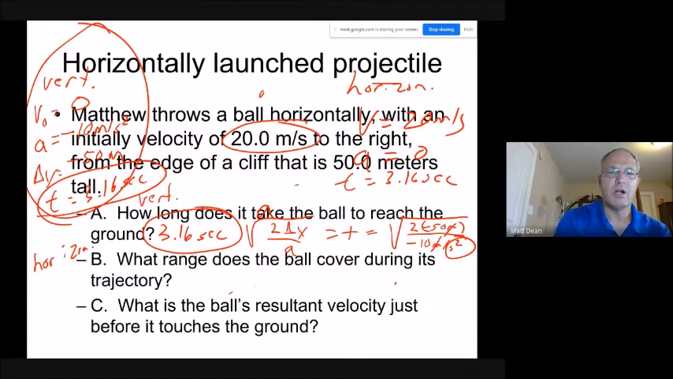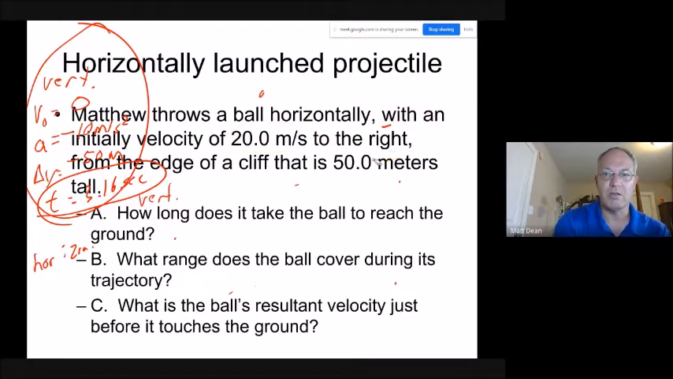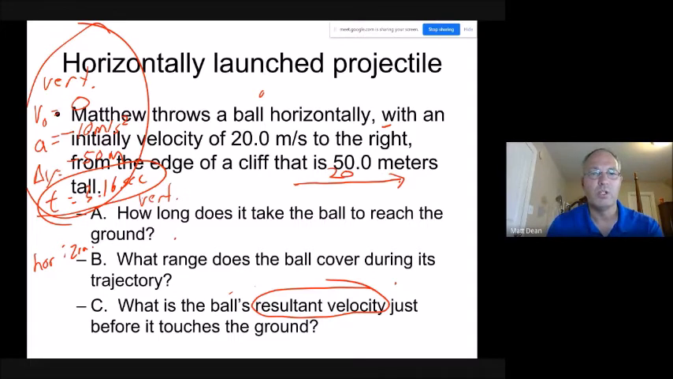Well, remember, this ball started off moving only horizontally. But as soon as it left the guy's hand, it started to accelerate vertically. So it eventually has vertical speed and horizontal speed. This is asking us to add together the horizontal and the vertical speeds. So we're going to do a vector diagram. We're going to draw in our horizontal speed first, 20 to the right, 20 horizontally.